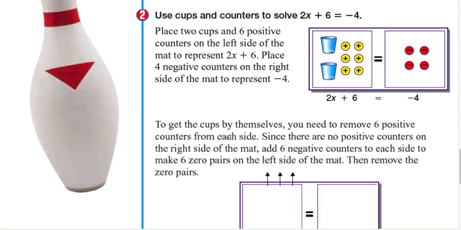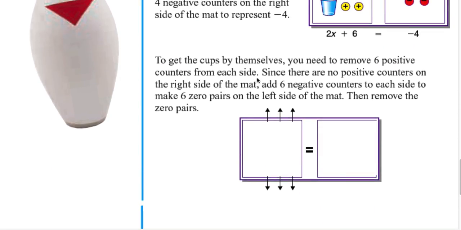And then this represents 2x plus 6 is equal to negative 4. Again, to get the cups by themselves, you want to isolate the cup by itself. You need to remove 6 positive counters from each side. The problem is there are no positive counters to remove from the right side. So, since there are no positive counters on the right side of the mat, we need to add 6 negative counters to each side to make 6 zero pairs. So we add 6 negative counters and then we take out the zero pairs, which isolates our cups.